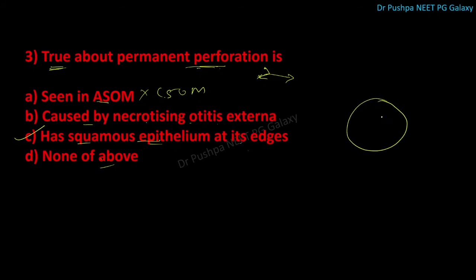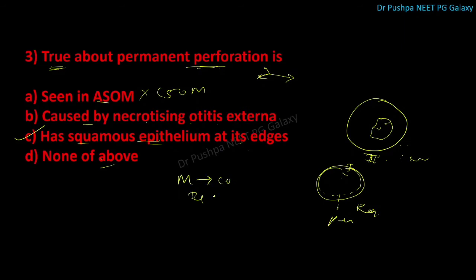Normally, if there is perforation of the tympanic membrane, it will heal by itself. So the main management of perforation is wait and watch, because it will heal by itself. But if the edge is covered by squamous epithelium, it hinders spontaneous healing, so it becomes a permanent perforation. Usually the management is conservative, but if it becomes permanent, we need to do surgery to repair it.